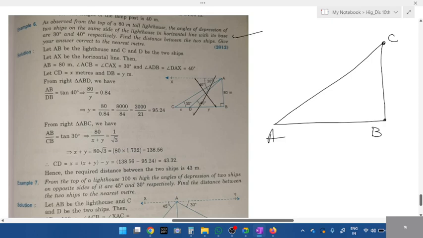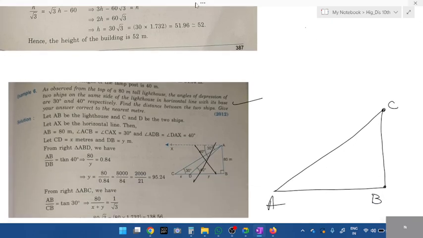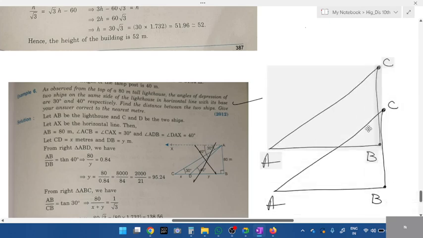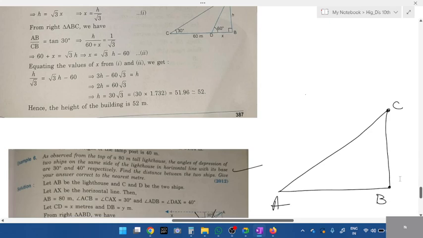Look at the question. As observed from top of, ignore the diagram. They won't give the diagram. For some questions, they might give, students, and for some, they won't. So we have to draw. Look here. Look at the diagram. As observed from the top of 80-meter tall lighthouse. Okay, so lighthouse is this 80-meter tall. BC is 80 meter.